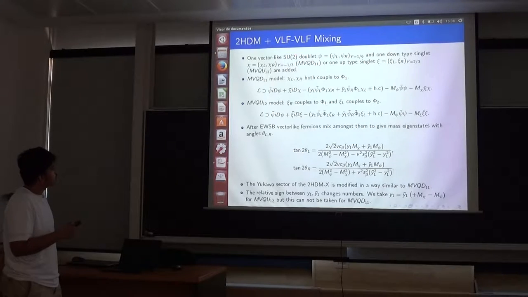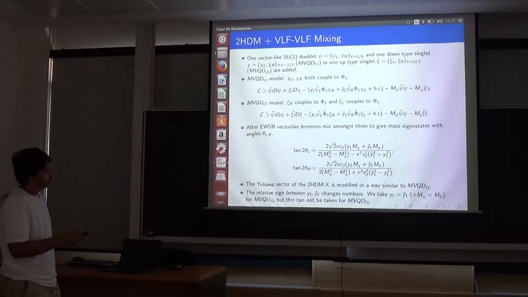Right? So then we have to put a doublet to allow mixing between these vector-like fermions. We have to put a doublet and a singlet, and the singlet can be a down type or up type. One module is constructed when one down-type vector-like fermion is taken, and then that is added to the model in this way.